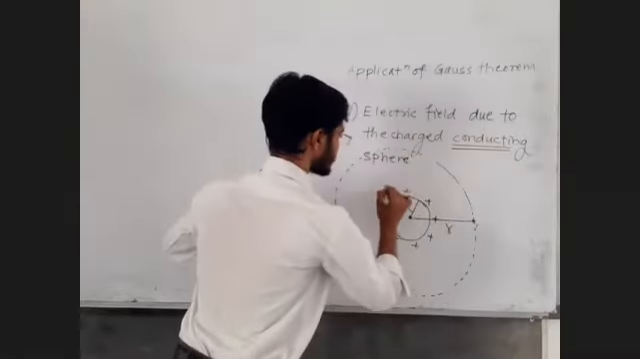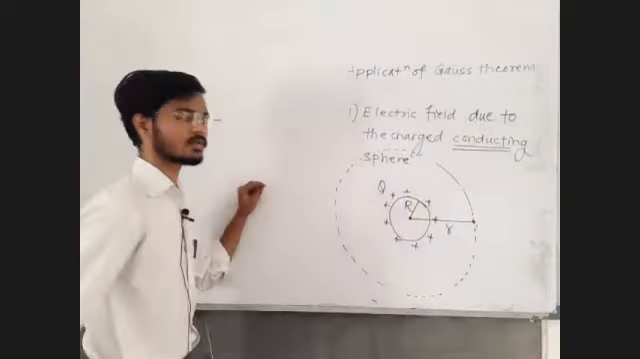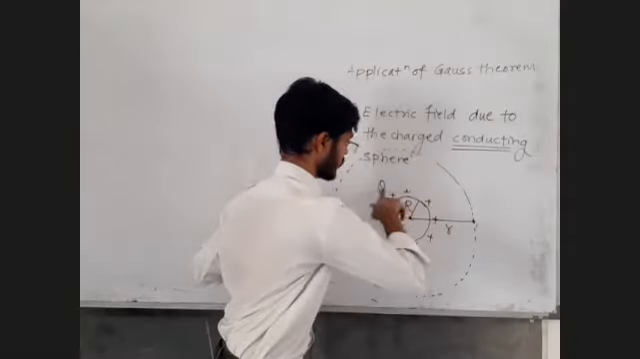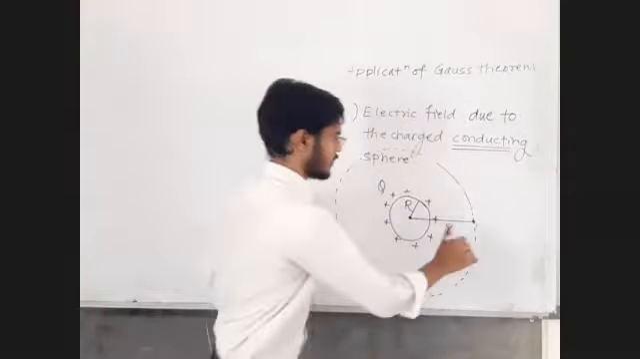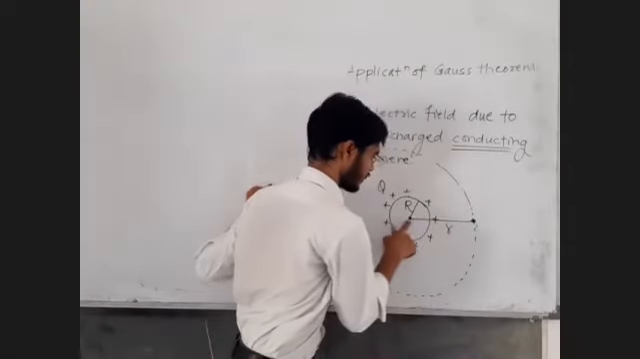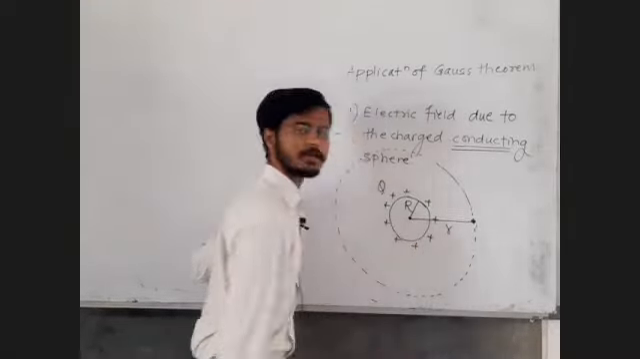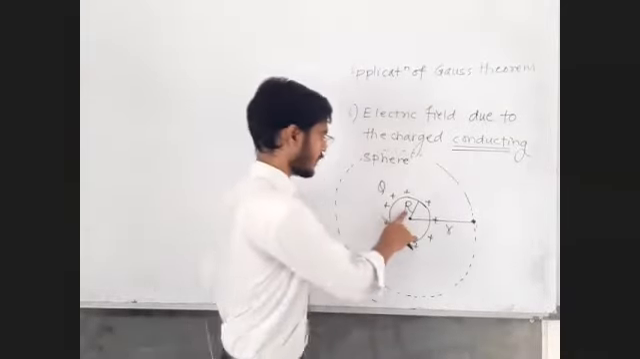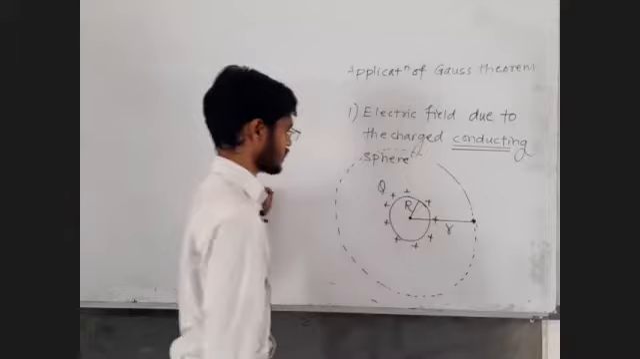Let's say our charge system has charge equal to Q. Charge on this sphere is equal to Q. The distance of the given point from the center of our charge system is small r, and this is going to be capital R, which is the radius of our sphere.